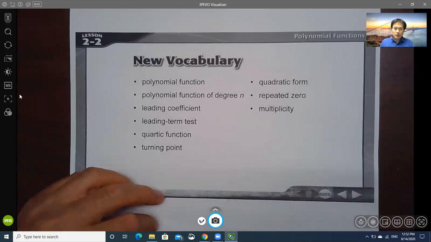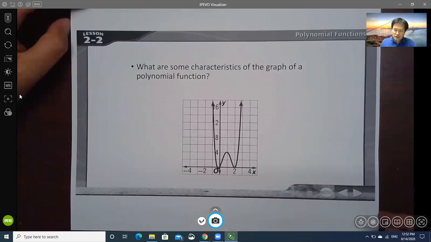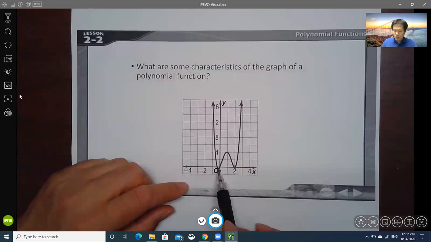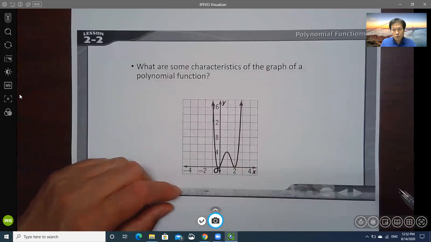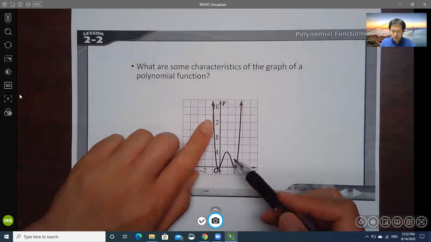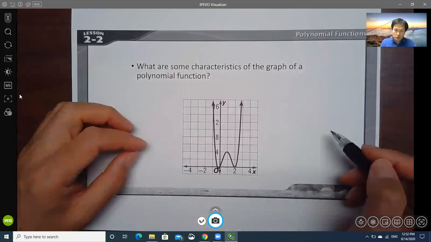Okay, these are the topics we are going to cover. What are some characteristics of the graph of a polynomial function? All continuous. Domain should be all real numbers because it covers everywhere, keeps going to the left, keeps going to the right. So domain is all real numbers.